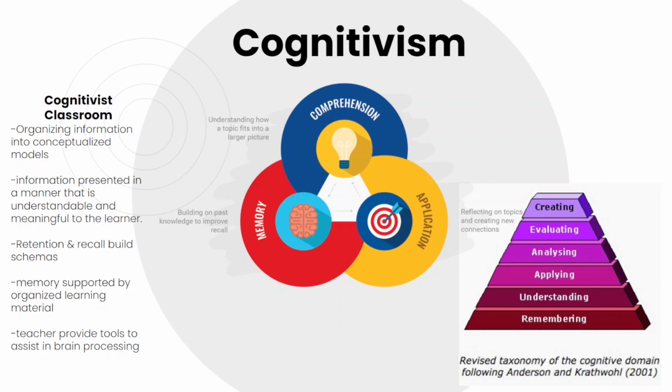So some things you might see in a cognitivist classroom would be organized information into conceptualized models. So it's structured in a way that you're learning it so that your brain learns it the best way. It's understandable and meaningful. We build learning schemas in our brains, so retention and recall are used to build those schemas. Memory things are supported by organized learning, and we provide tools to assist in brain processing.